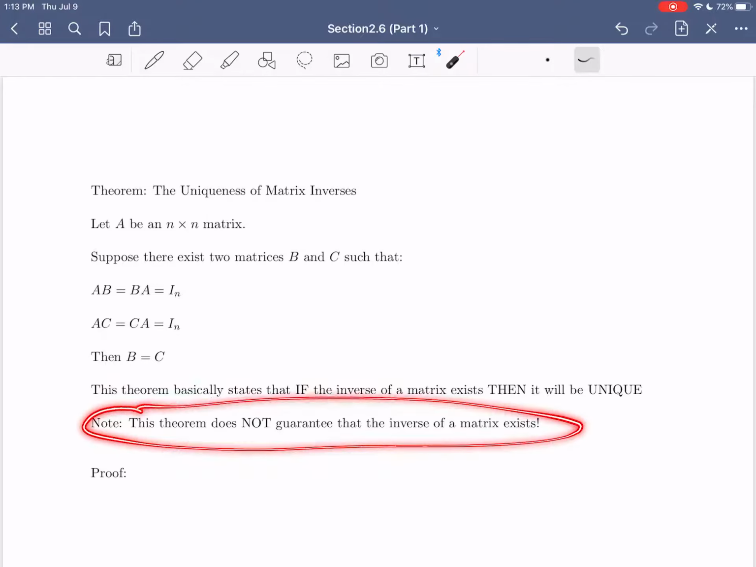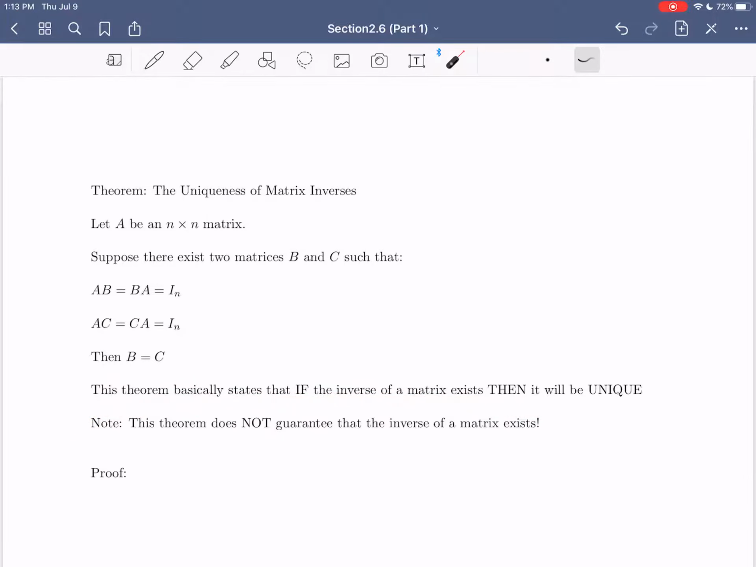Note, this theorem does not guarantee that the inverse of a matrix exists. Right, in the supposition for the theorem, it says suppose that these exist. So again, this is saying that if the inverse does exist, then it'll be unique. In other words, each matrix only has one inverse, if any. There's no matrix out there that has two inverses or an infinite number of inverses.